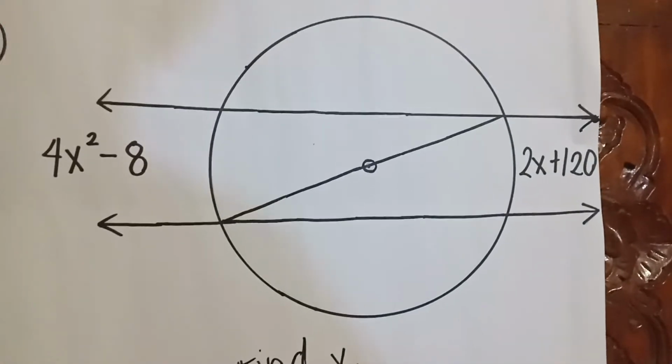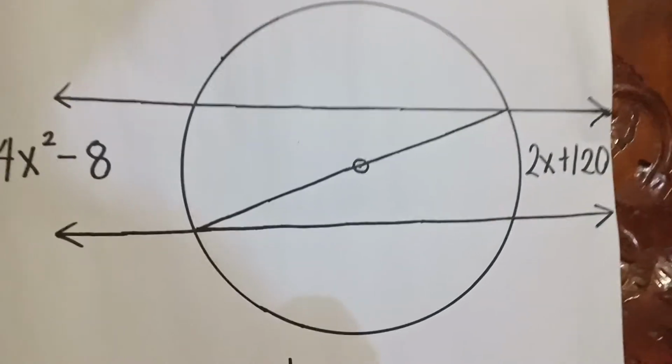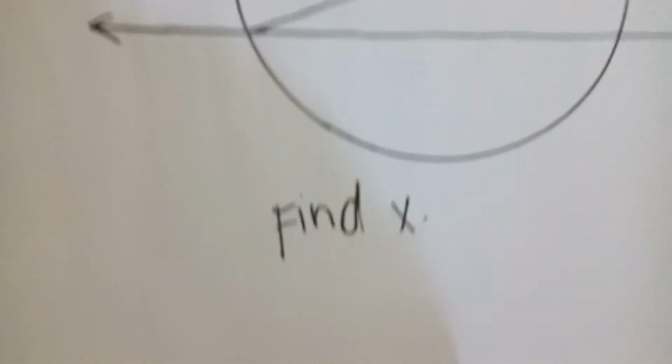So for today's video, I am going to show you how to solve Corollary 108.4. Let's say if two arcs of a circle are inscribed between parallel secants, then the arcs are congruent. These are the arcs that are congruent. So this time, we are going to find x.